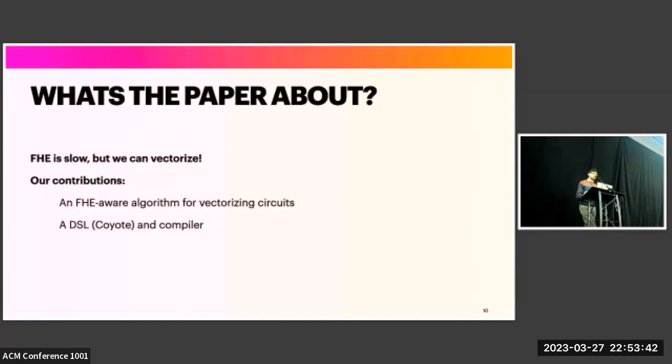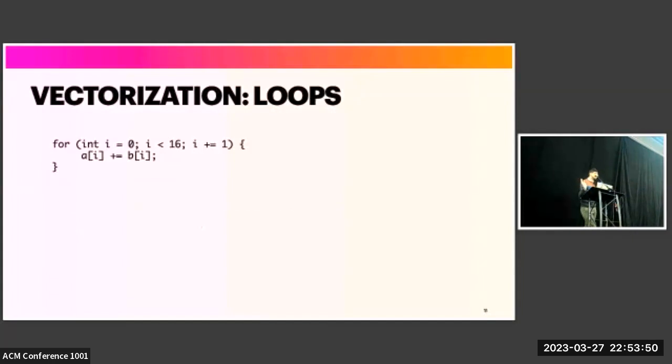Now, I called our vectorization algorithm FHE-aware, but let's talk about why that's actually necessary by first looking at what vectorization looks like outside of the FHE context. The standard example of vectorizing is when you have a data-dense loop like this. I'm iterating from 0 to 16, and I'm incrementing one array with values from another array. The standard thing I can do here is unroll my loop by, let's say, 4 times. And now I get 4 copies of essentially the same instruction. I can pack these into a single vector instruction, and I'm done.